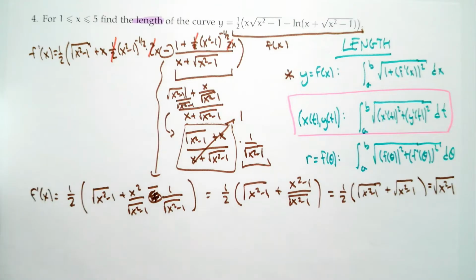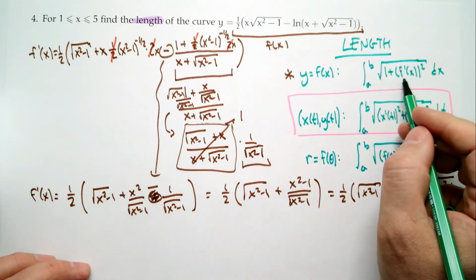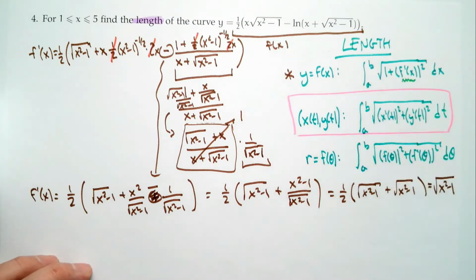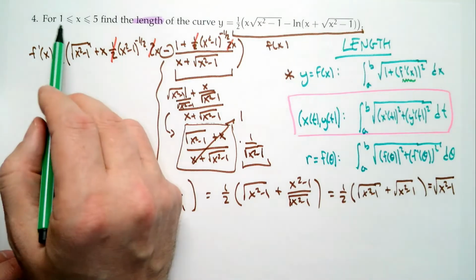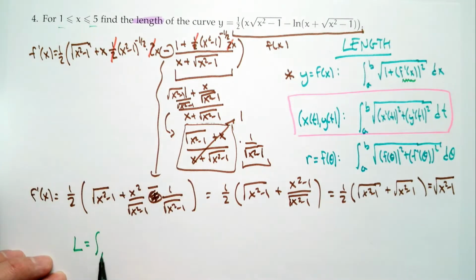Now, are we done? No. All we've done is figure out how to write that. So, now we're ready to do the real problem. So the length is the integral a to b, 1 to 5, of the square root of 1 plus the derivative, square root of x squared minus 1, squared.